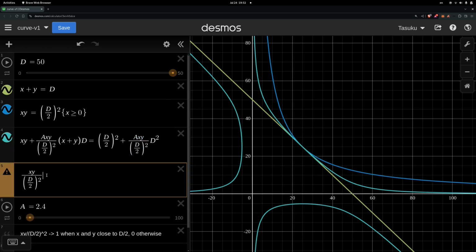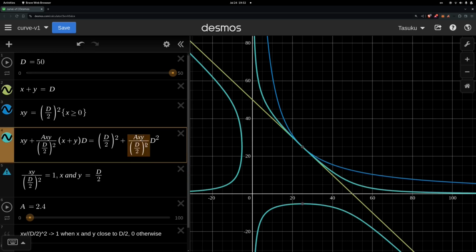For example, we can see that x times y divided by d over 2 squared will be exactly equal to 1 when both x and y are equal to d over 2. And when x and y are not equal to d over 2, then this term is less than 1. And when x and y are imbalanced, then this term approaches 0.